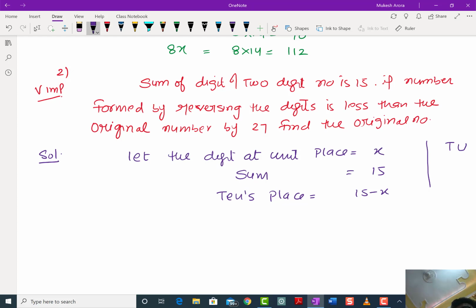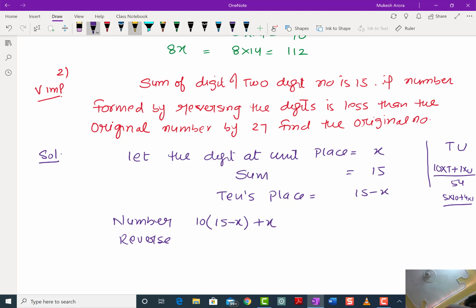How do we write the number? We write 10 into the digit at tens place plus 1 into the digit at unit place. Like if we have 54, we write 5 into 10 plus 4 into 1. So the number will be 10 into 15 minus x, plus x. The reverse number, or interchanged number: this will go here and this will go here. It will be 10x plus 15 minus x.